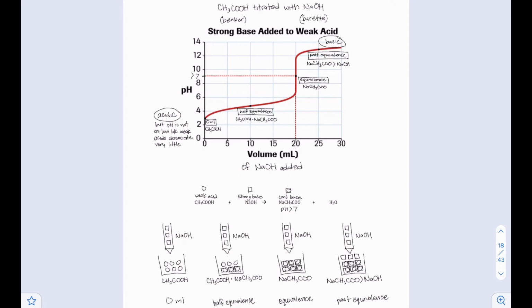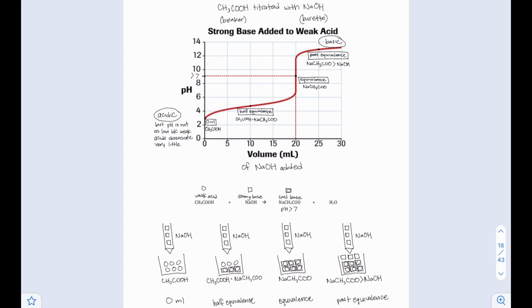There are two main differences with this graph compared to the last one. This graph starts at a slightly higher pH because acetic acid is a weak acid and doesn't dissociate very much, so it's not as acidic as HCl. The other big difference is that the equivalence point of a weak acid with a strong base is higher than a pH of 7, and we'll talk more about why that is a little bit later.